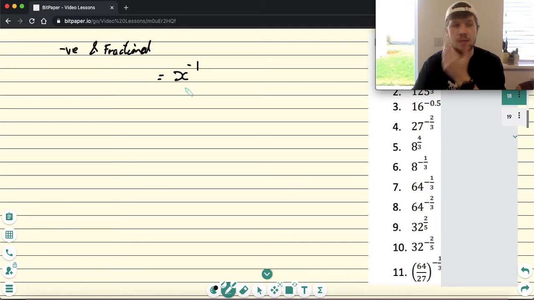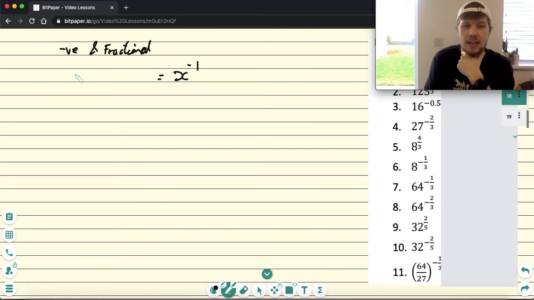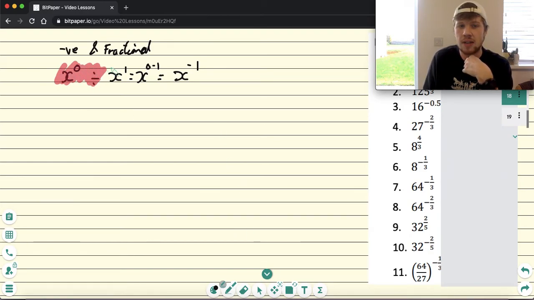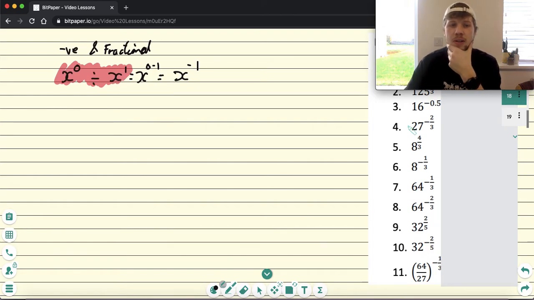So the way I can do that is if I think about my division laws and I subtract, let's say, x to the power of 0, and I divide that by x to the power of 1, well, that would give me x to the power of 0 take away 1, which is x to the negative 1. But now my issue is, what on earth does this look like? What does x to the power of 0 divided by x to the power of 1 look like?